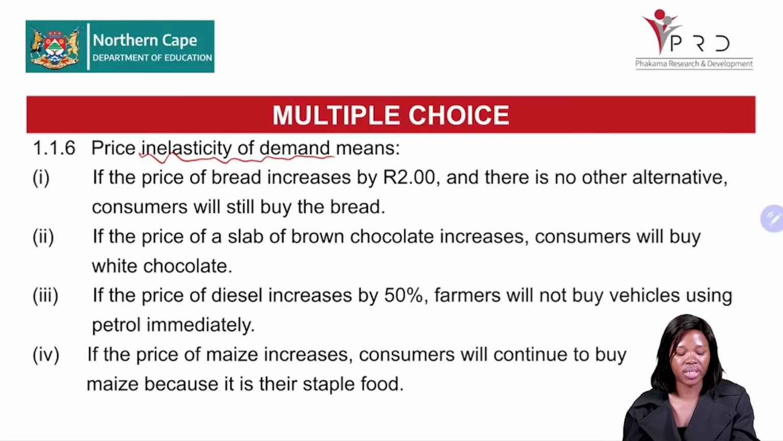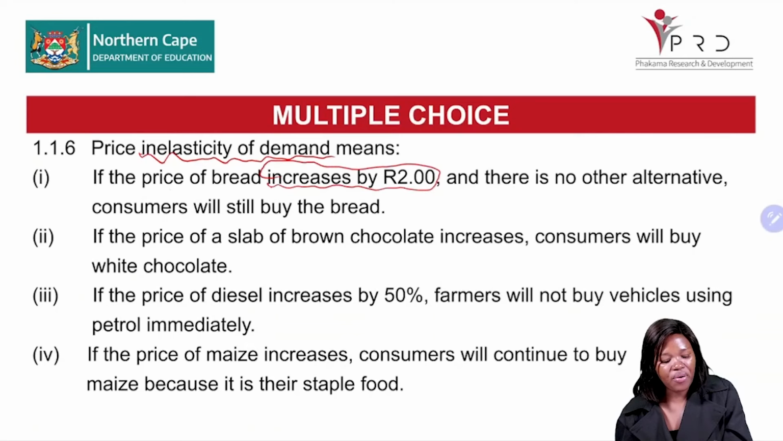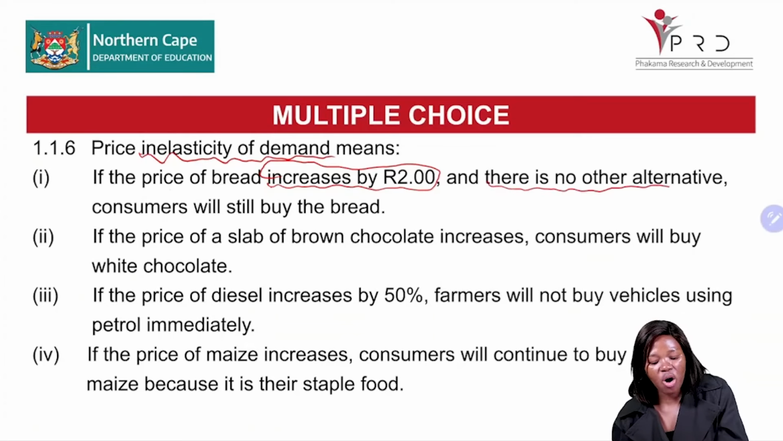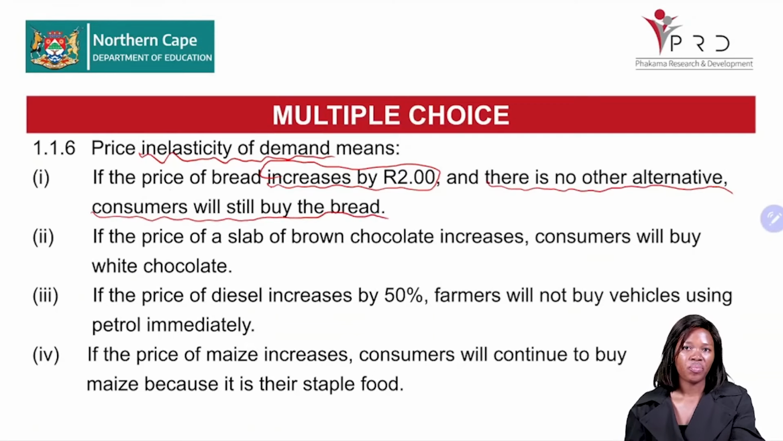Now, let's look at these options. Roman figure one, remember, three of these options are correct and one is incorrect. It does not match the description of price inelasticity. Now, if the price of bread increases by 2 rand, we are looking at how consumers will respond to this increase. Now, there is no other alternative. Consumers will still buy the bread, even if the price increases.